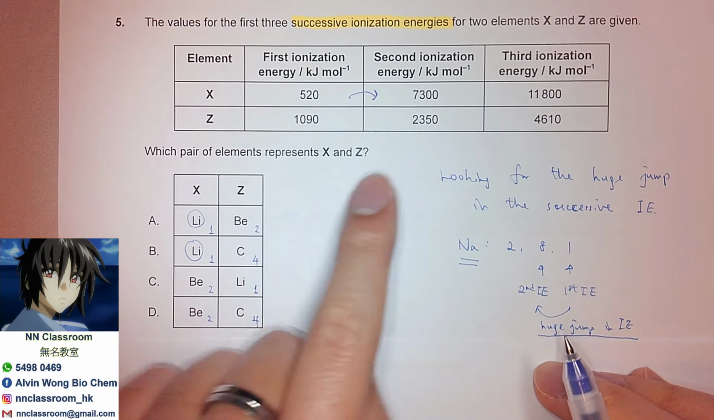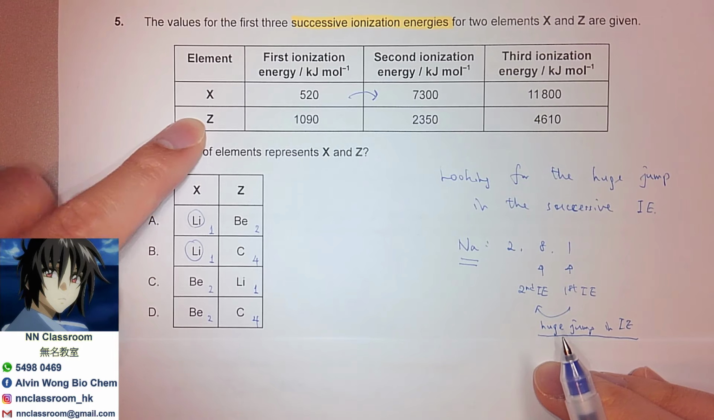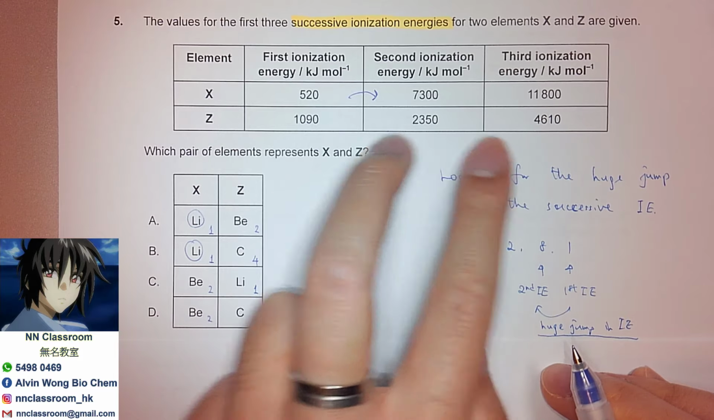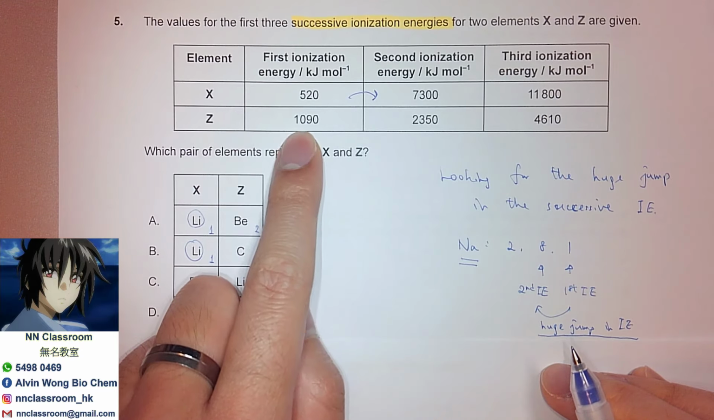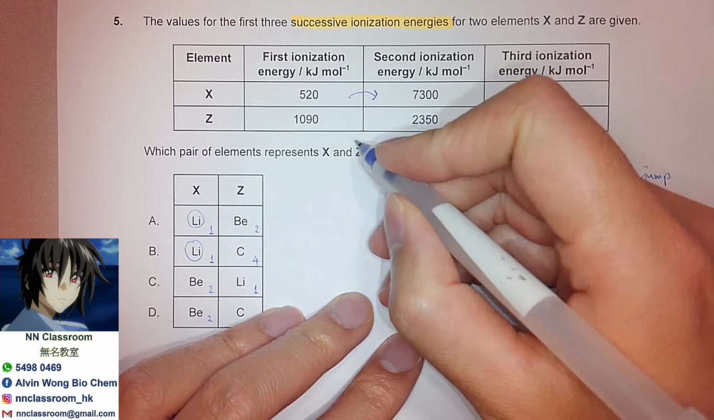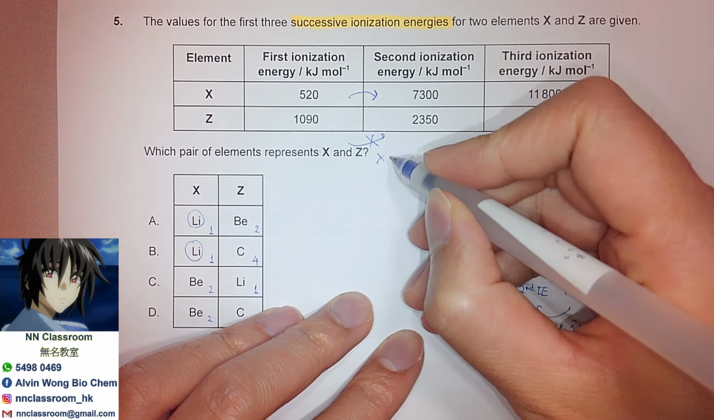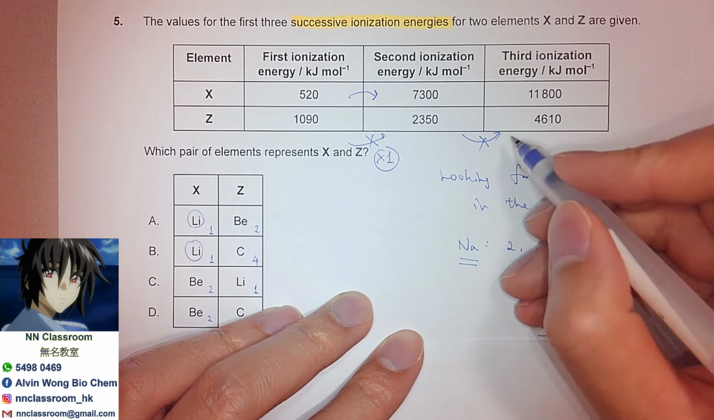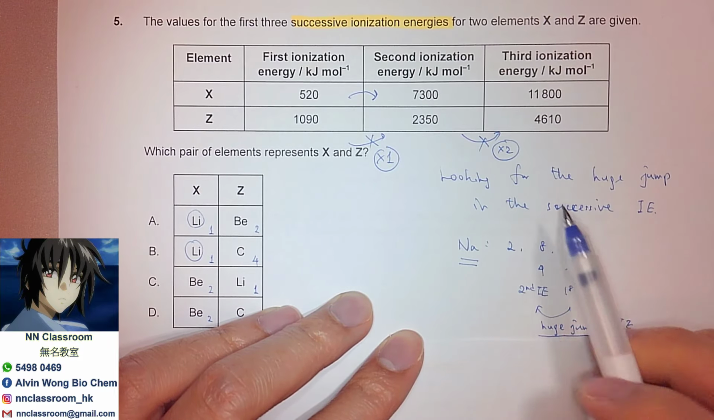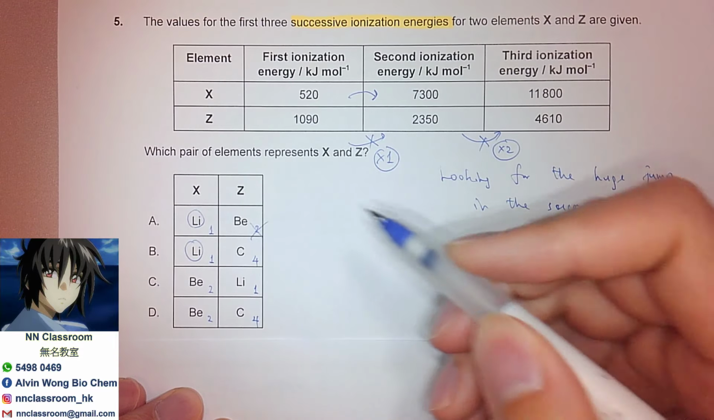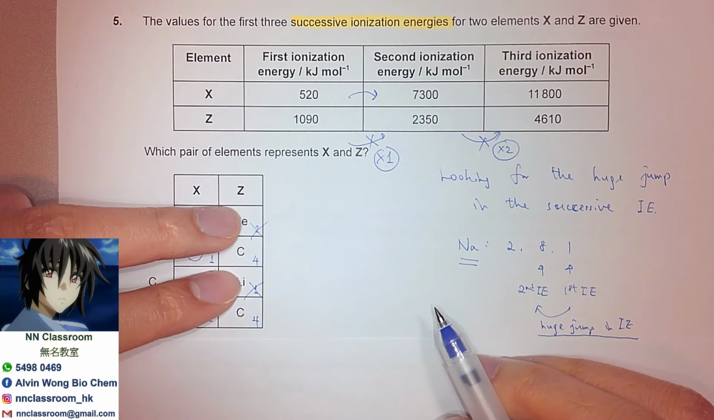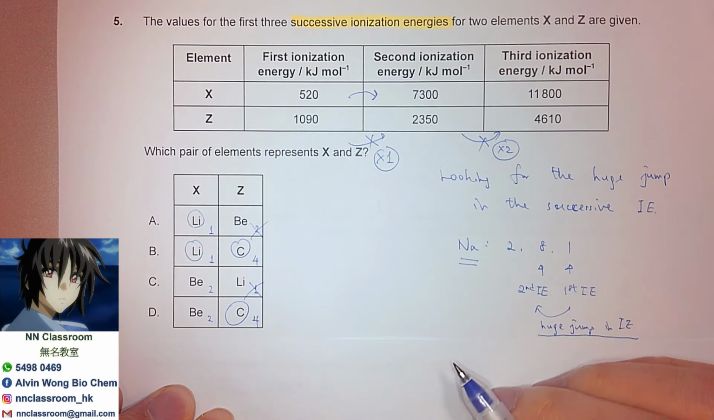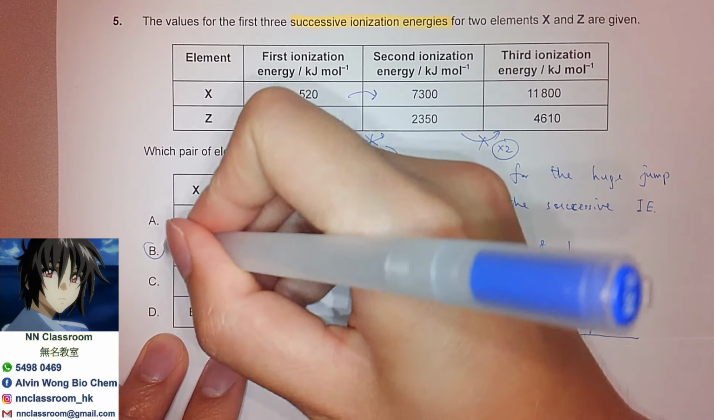So in this case we can confirm that Z is not group 1 and not group 2. Not group 1 because from IE1 to IE2 there's no big jump. And from IE2 to IE3 again no big jump, so not group 2. So not group 1 and not group 2, eventually it can only be group 4 from the given options. That's why the answer for this case for the double circle will be B.